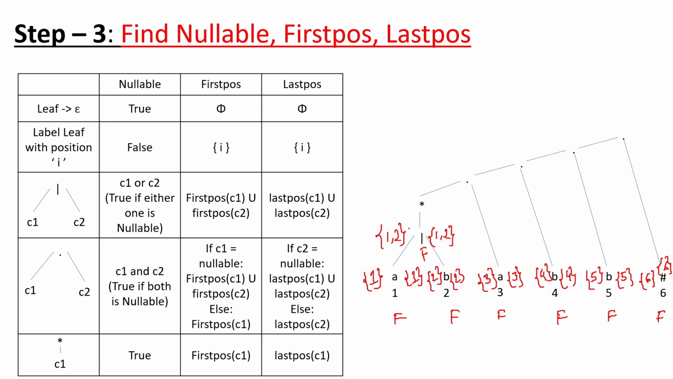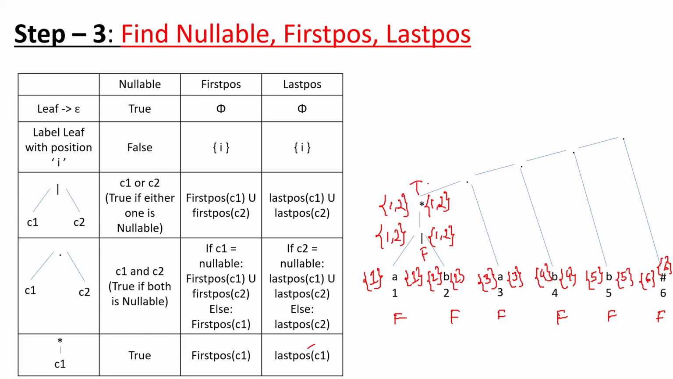Now there is a star condition. In star, by default it will be true. So let's write here T. What is the first pos? First pos will be the same as its child 1. So 1, 2. And for the last pos, same. As the child C1's last pos is this one, it will be the same as this one. Now comes the AND condition, this multiply.